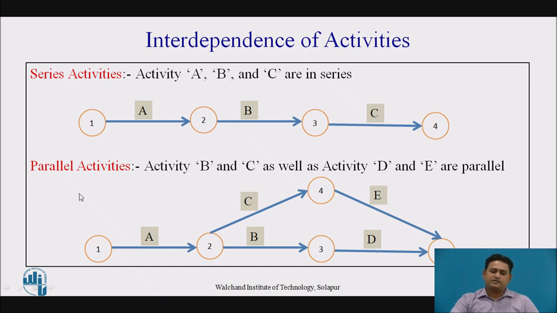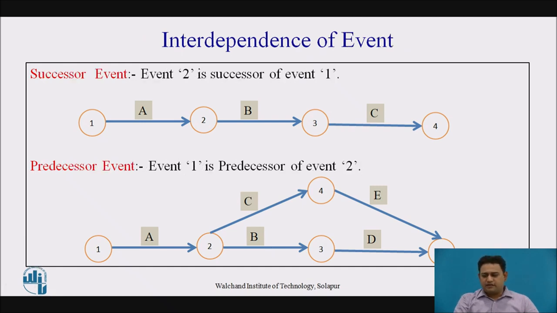And the parallel activities are the activities which start simultaneously or are parallel to each other. In this network, C and B are parallel activities because they start at the same time and are carried out simultaneously, that's why C and B are parallel activities, and D and E also.